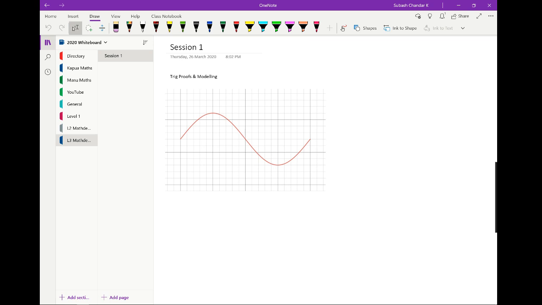Cool. So the first thing I want to spend some time doing is working on coming up with an equation for a sine graph, because from memory, I believe that if you are doing the trig modeling part of things, you need to learn how to come up with an equation for a sine graph. Just basically start out with that.